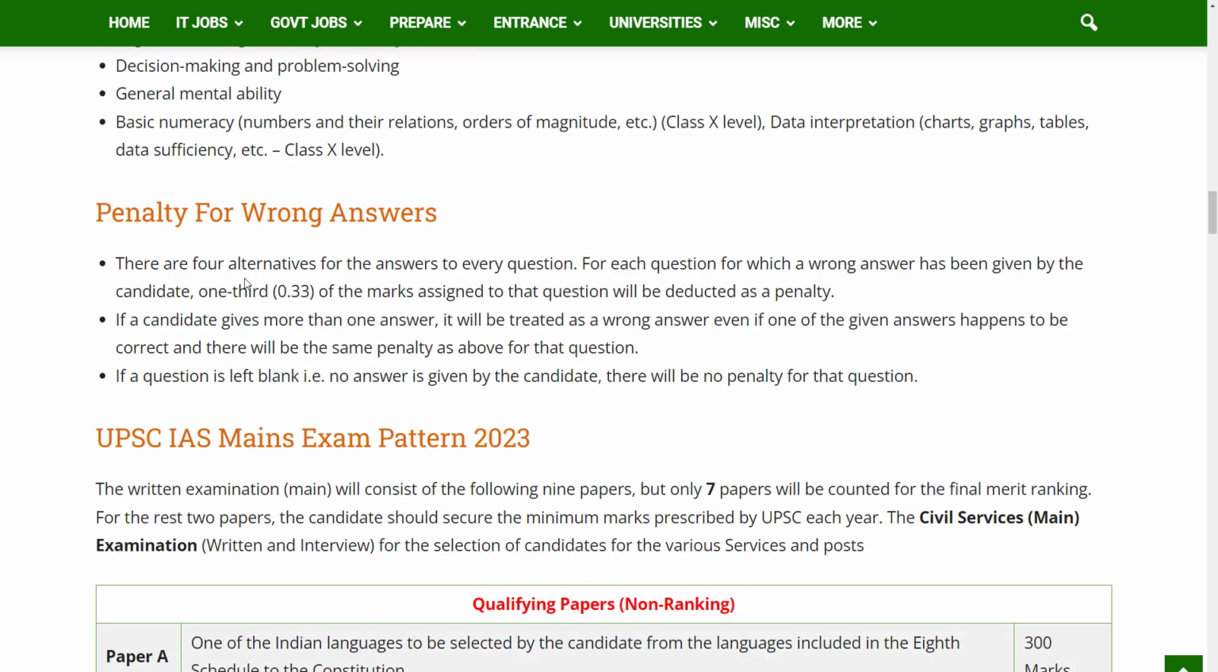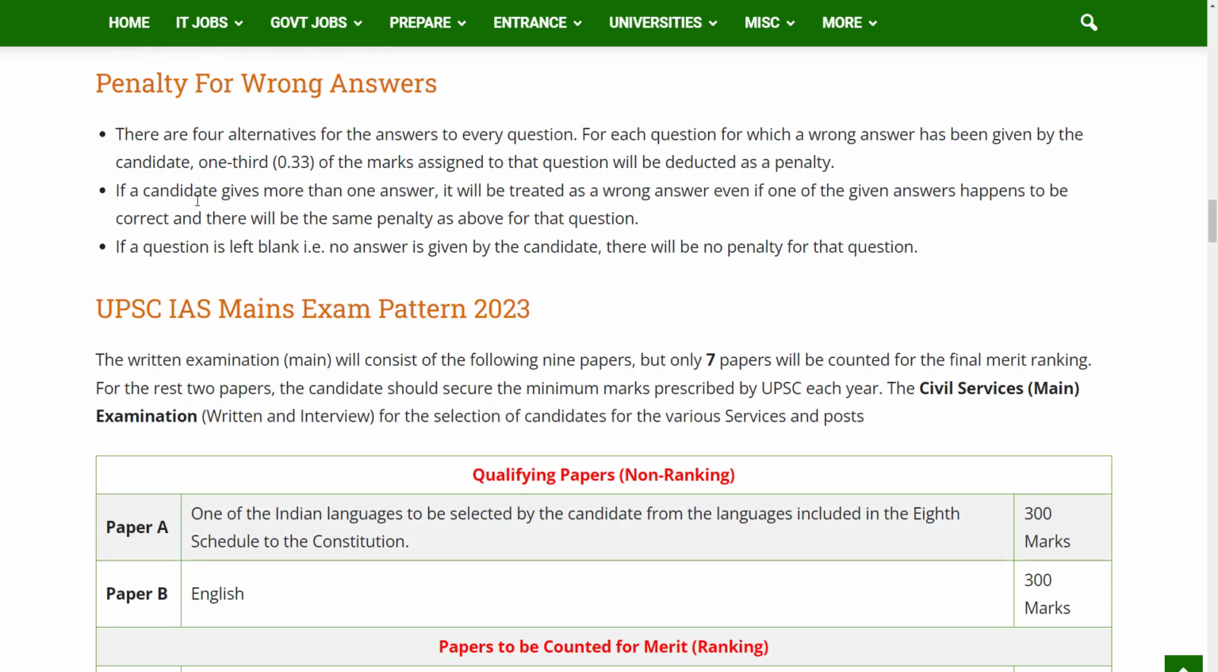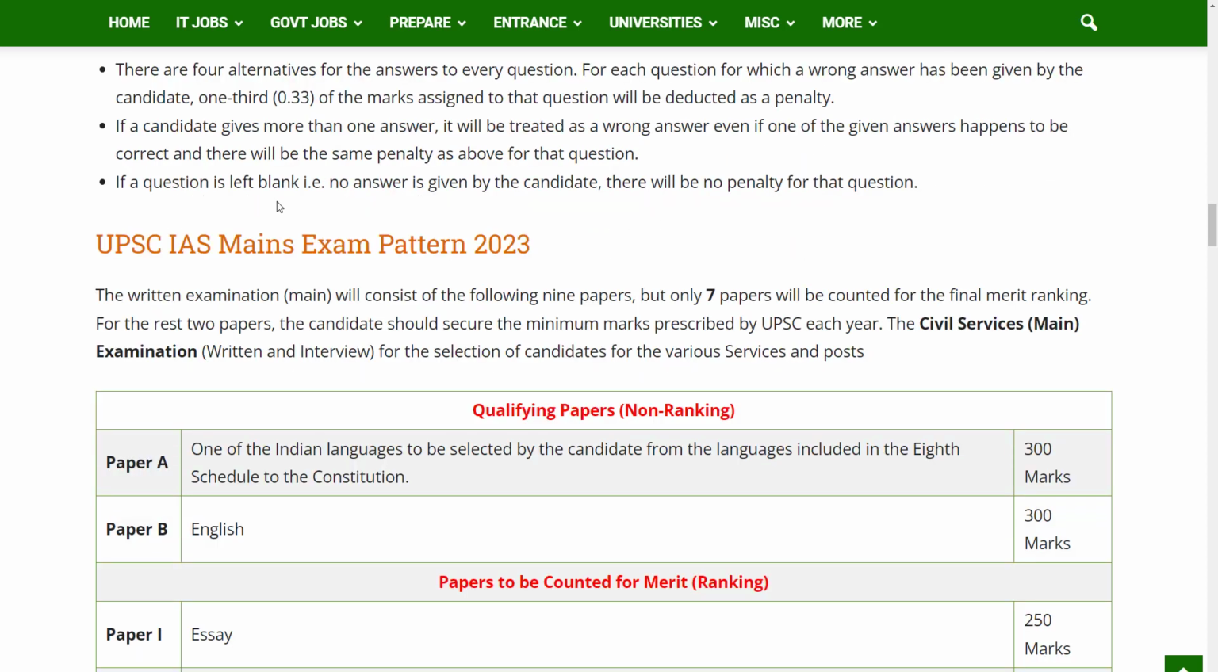And looking at the penalty for wrong answers, there are 4 alternatives for the answers to every question. For each question for which a wrong answer has been given by the candidate, one-third, that is 0.33, of the marks assigned to that question will be deducted as a penalty. If a candidate gives more than one answer, it will be treated as a wrong answer, even if one of the given answers happens to be correct, and there will be the same penalty as above for the question. If a question is left blank, that is, no answer is given by the candidate, there will be no penalty for that question.